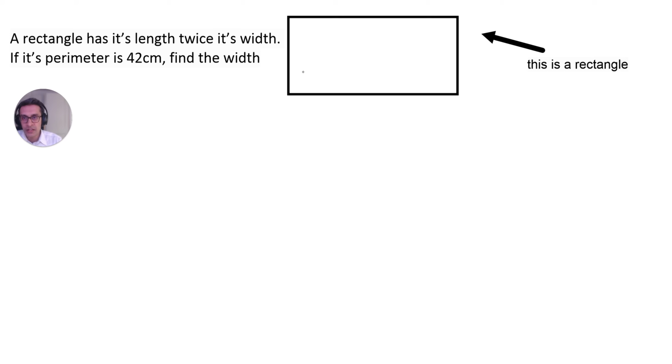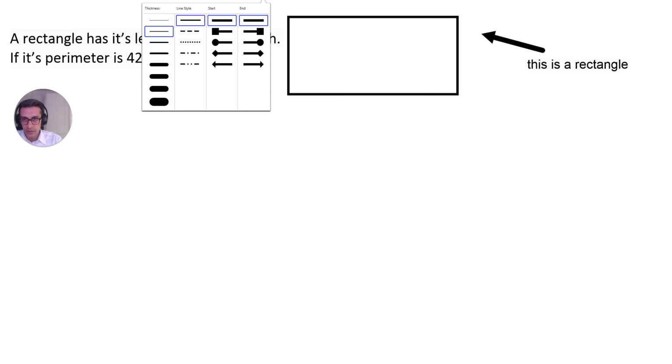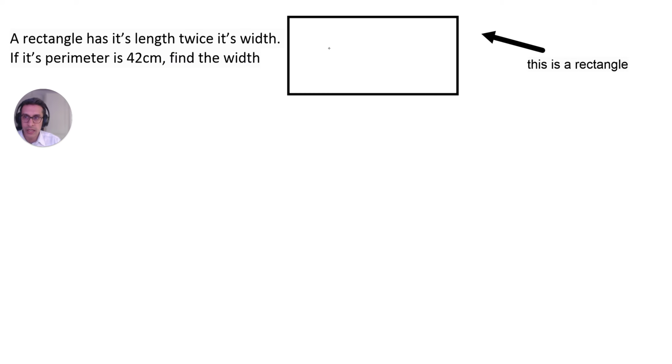Okay, here's a rectangle. Its length is twice its width. If the perimeter is 42, find the width. Now, the difference here is the fact that we don't have any lengths given to us in terms of algebra or numbers. So we need to create that. So we are going to just pick a letter and just stick with x in this case.